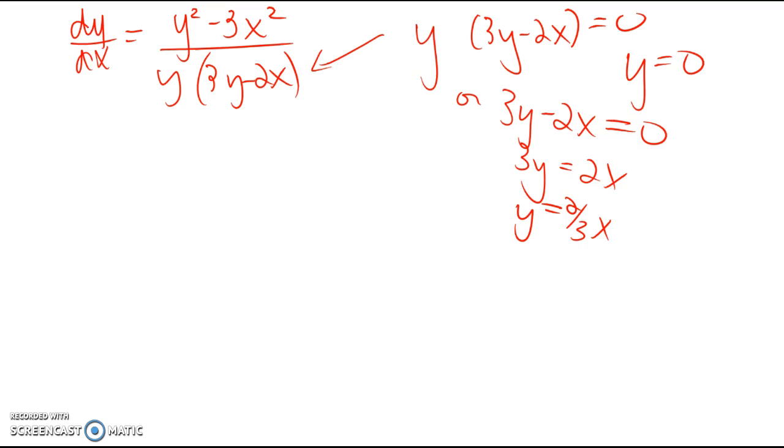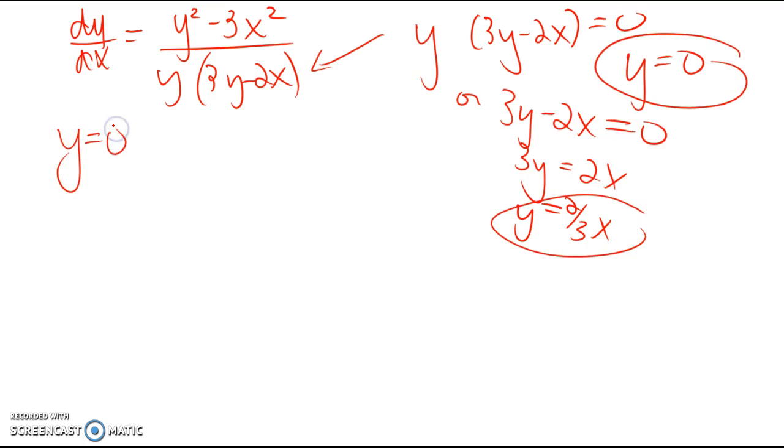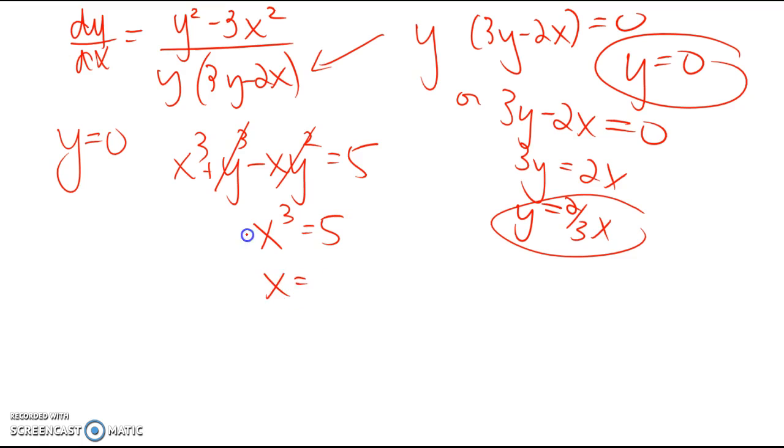So we're going to take this point and this point. When y equals 0, we go back to our original equation, which was x to the 3rd plus y to the 3rd minus x y squared, and that's 0 and that's 0. We get x to the 3rd equals 5. So x equals the cube root of 5. All right. So that means this point is 5 to the 1/3, 0. Now we can do the same thing using the 2/3 x, right?